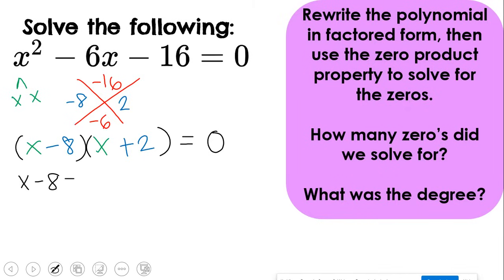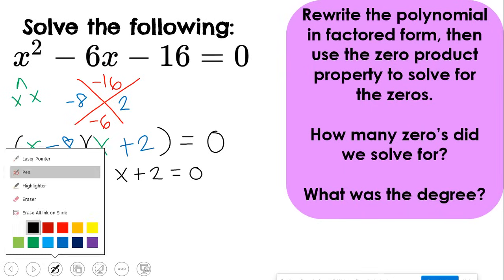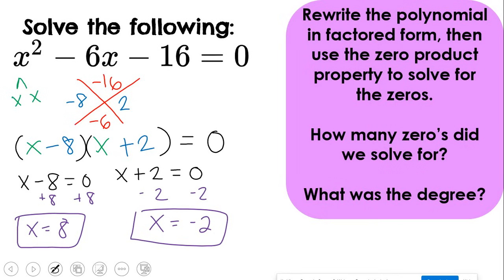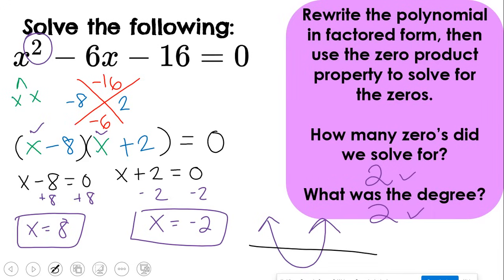X minus 8 is a factor, set that equal to 0. X plus 2 is a factor, set that equal to 0. With a little bit of algebra, we can find our x-intercepts. X is equal to 8, and x is equal to negative 2. I just found 2 zeros and 2 x-intercepts. I look at my problem, and I realize that the degree was also 2, so I know I found them all. This polynomial is even positive, so I know my graph's going to look like this. The x-intercepts are here at negative 2 and here at positive 8.